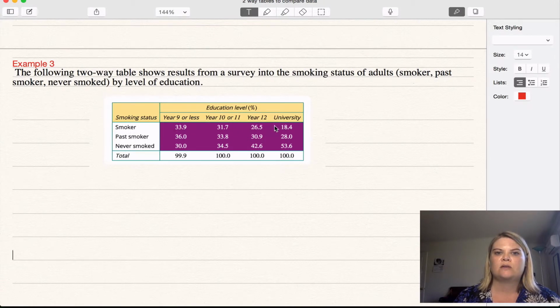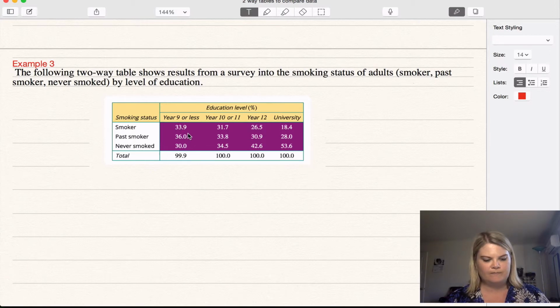Having a look along the top row, we have 33, 31, 26 and 18. So there's a difference from 18 to 33, which is more than 5%. So for this group of people, there is a significant difference, and the two variables are associated.